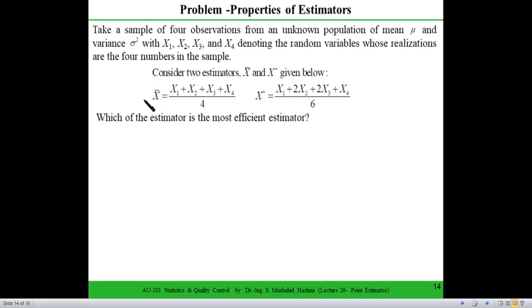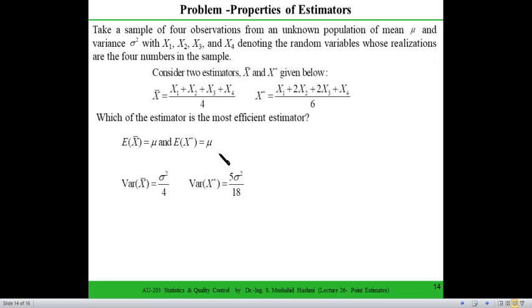These two formulas are point estimators. Now what we look into in this problem is which of these estimators, X bar or X star, is the most efficient estimator. So we need to look into the properties of an efficient estimator. The first property: if you calculate the expected value for both X bar and X star, you end up with the same population mean, which means it is unbiased.